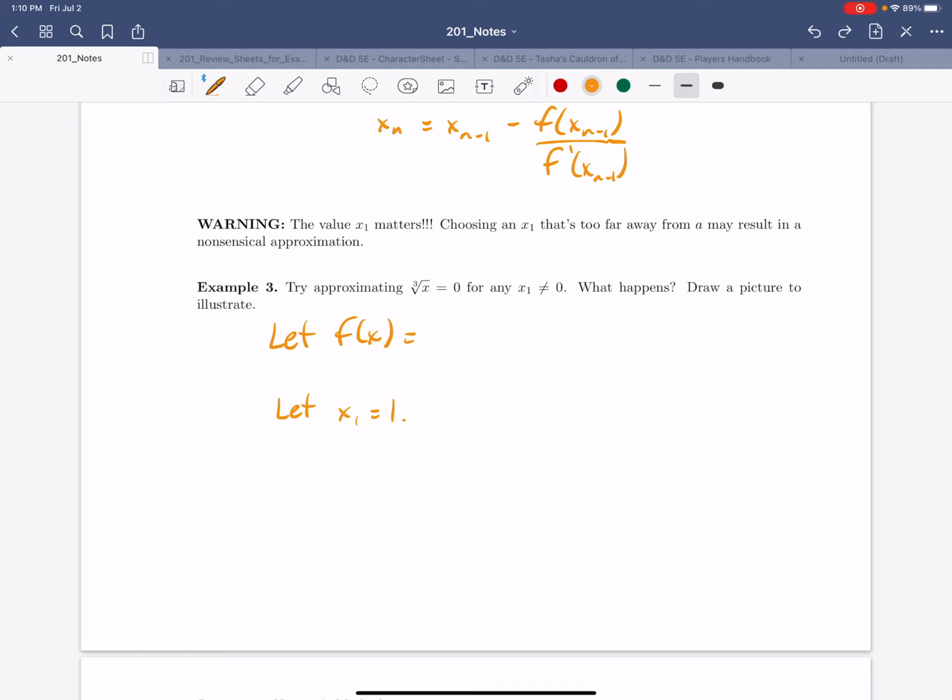I guess we'll just let f of x equal the cube root of x. There you go. Okay? Let x1 equal 1. So I guess we're not doing a polynomial, right? We're just letting f of x equal this, okay? So let's see what happens here.